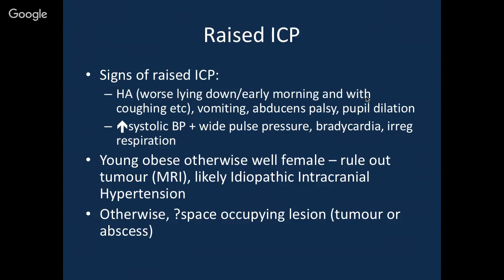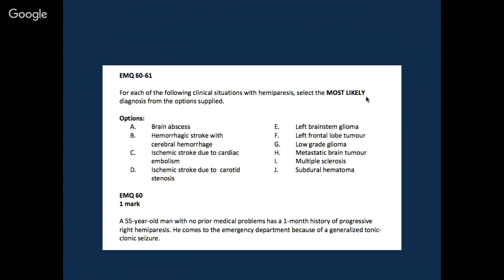Okay, so we already spoke about most of these signs of raised intracranial pressure. Also, another important thing is that they get systemically increased systolic blood pressure with a wide pulse pressure, bradycardia, and irregular respiration. That's Cushing's triad. Young obese women, you still have to rule out tumor, but likely idiopathic intracranial hypertension. Otherwise, you're thinking of a space-occupying lesion. Now, abscess still have some infective symptoms, presumably, but you might also be thinking of brain tumor.